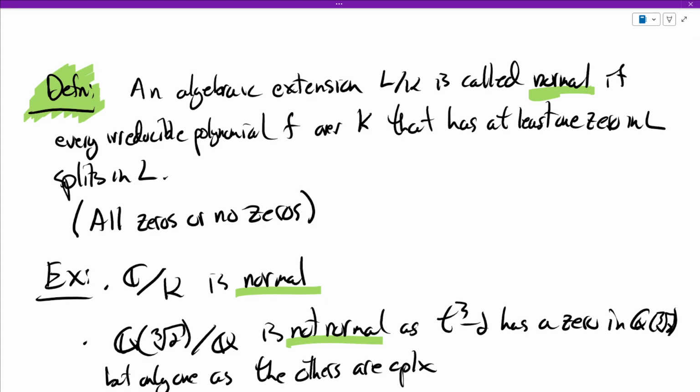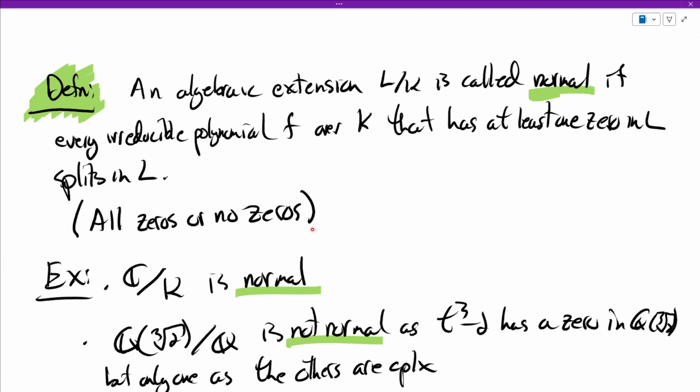In this one, we are going to look at a new definition. We're going to look at what are called normal extensions. And so what is a normal extension? An extension is called normal if whenever you have an irreducible polynomial over the base field, f over k, such that it has at least one zero in L, so f is irreducible with one zero, then it must split entirely in L, which means that actually you don't just have one zero, you have all the zeros. So this is an all or none condition. You either have all zeros or you have no zeros.